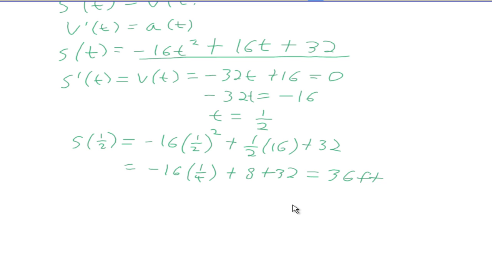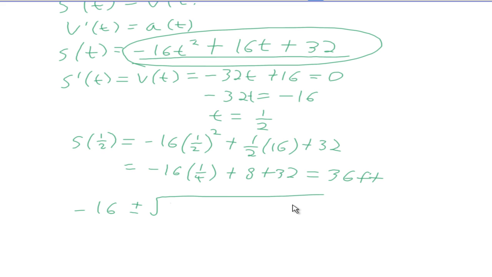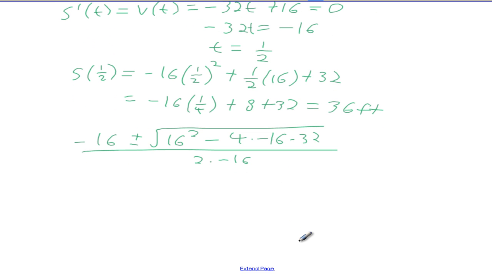So if we throw our original position function into the quadratic formula, we can find that 0 and then plug that time into our velocity function to find what the velocity was then. So let's take our original position function, which we have up here, and find the zeros of it. That will be negative 16 plus or minus the square root of 16 squared minus 4 times negative 16 times 32, all divided by 2 times negative 16. And that's simply using our quadratic formula from algebra.